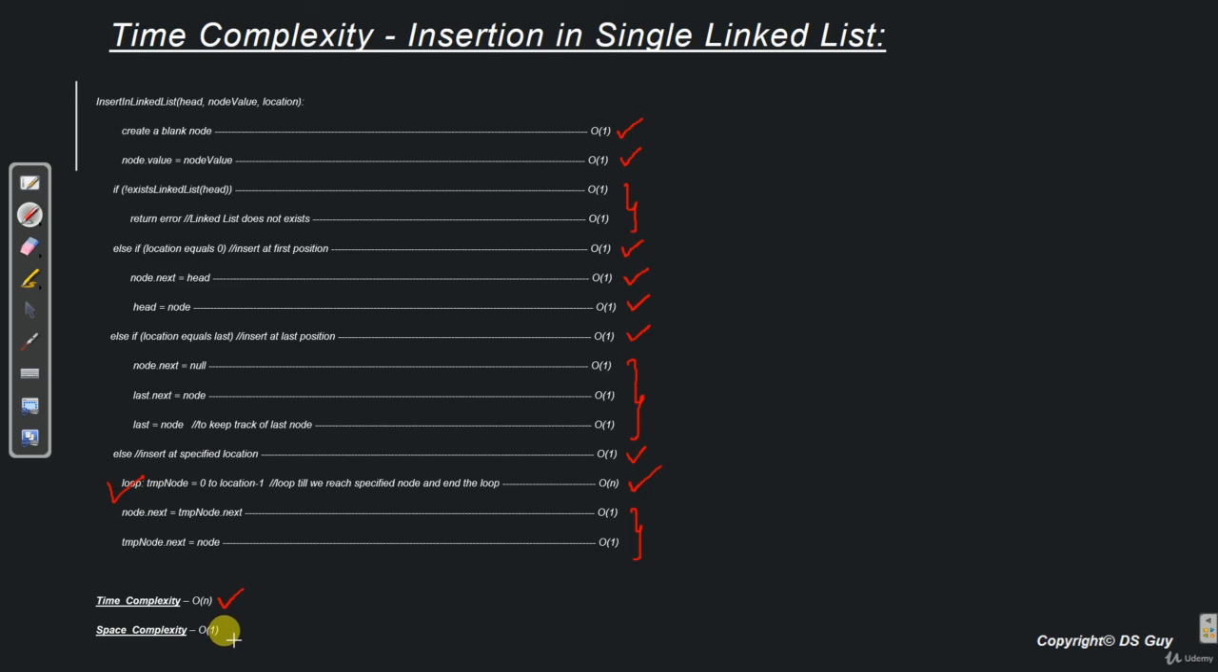The space complexity is order of 1 because all that we are doing is creating a blank node and creating a temporary variable over here. Nothing more than that. So that is a constant complexity operation. With that we come to the end of this subtopic, that is insertion of a node in a single linked list. In the next video, let's talk about how we can traverse a given linked list.